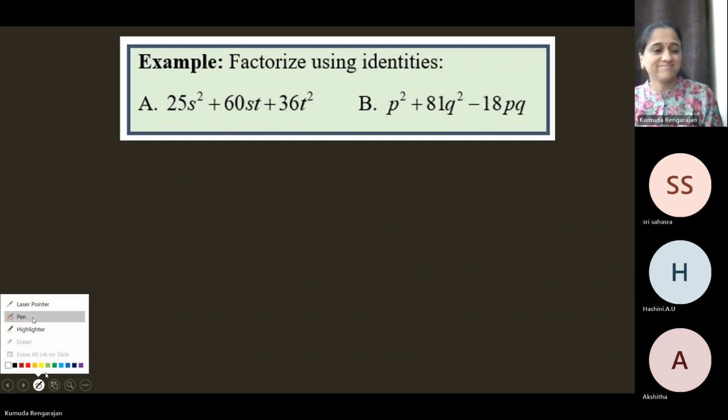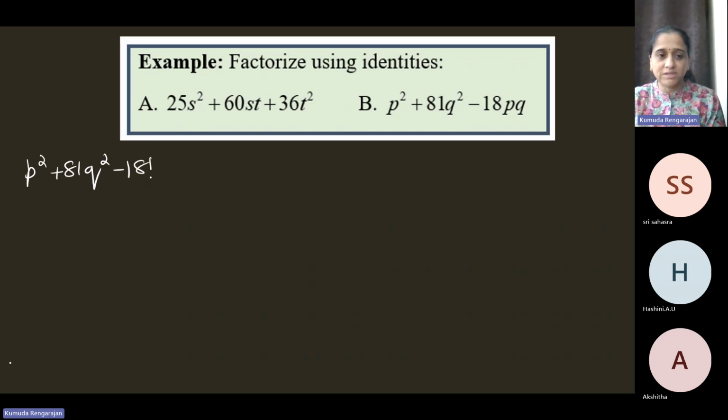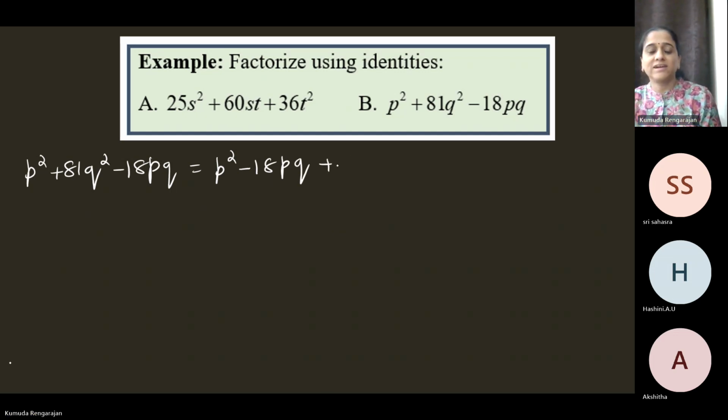Two. P squared plus 81q squared minus 18pq. So the terms must be rearranged. P squared minus 18pq plus 81q squared. Now this is of the form a the whole squared minus 2 into a into b plus b the whole squared, correct? Correct?